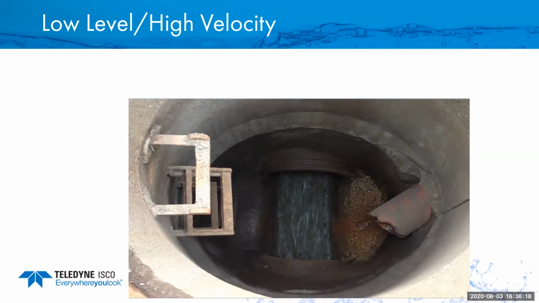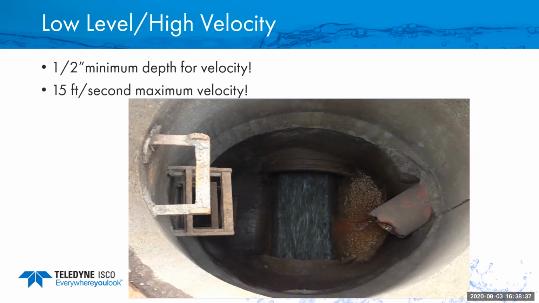Here's one that is a low level high velocity site, and this water is about a ½ inch deep and it's flowing about 9 feet per second. So really, really a challenging application. They were able to put a laser in and measure this. What we spec is a ½ inch minimum depth for velocity. We can read up to 15 feet per second.